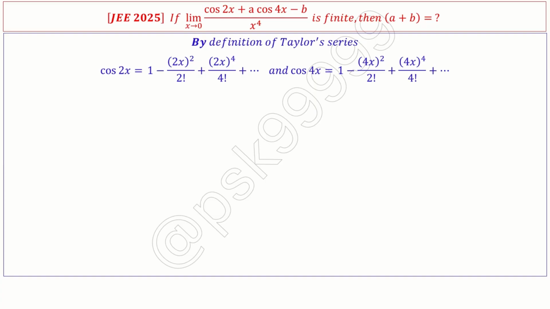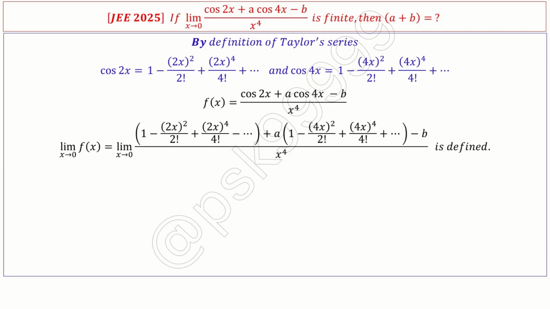As I said, how many terms do you have to take? Up to the highest power of the denominator, which is 4. So x to the power of 4 I should take. Similarly cos 4x is 1 minus (4x)^2/2 factorial plus (4x)^4/4 factorial and so on. Now if I substitute these two into my given function, it becomes the cos 2x expansion plus a times the cos 4x expansion minus b.